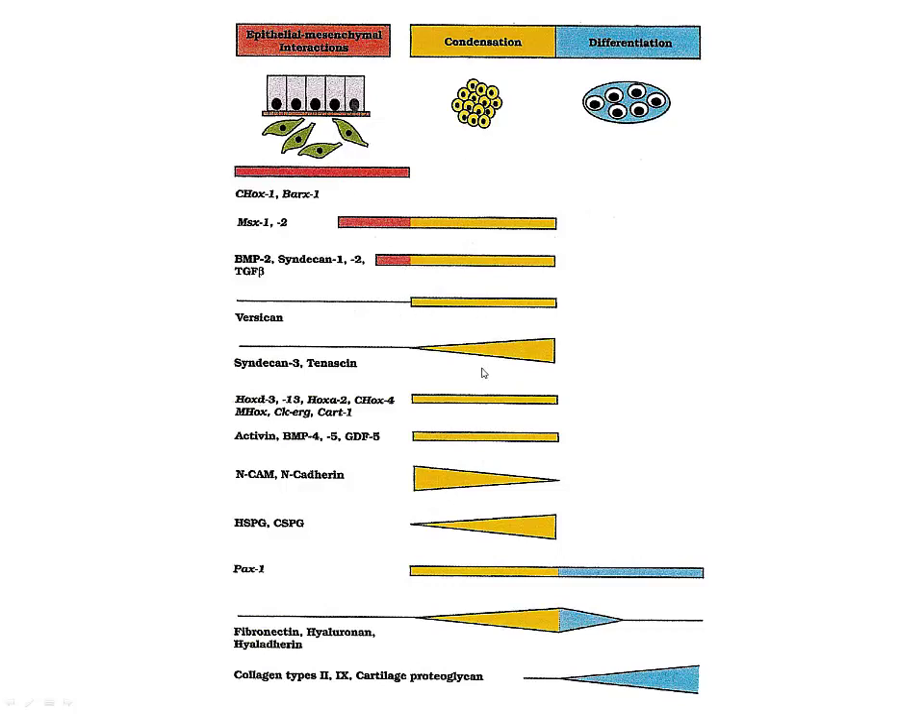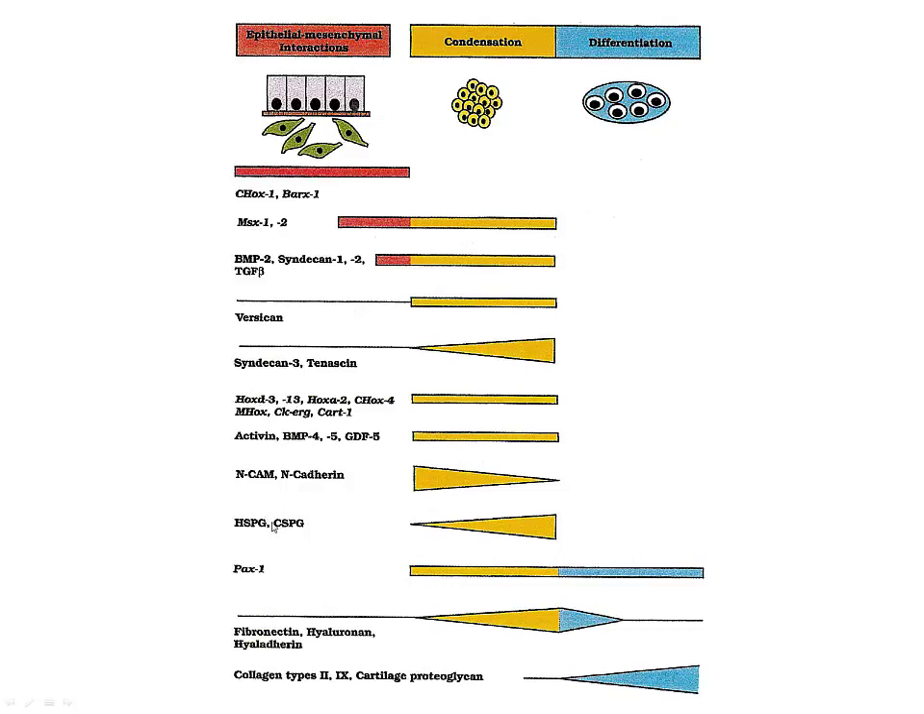Then as we move into condensation, we have syndecan-3, which is a cell surface receptor. We have these Hox genes, which are transcription factors that are going to be occurring, and we can see those happening. We have this extracellular matrix molecule that begins to be expressed, and we can see overlap. We're still going to have BMPs. Syndecan 1 and 2 is another cell surface adhesion molecule. But then we have these specific NCAM, N-cadherin, which we've talked about, the cartilage-specific extracellular matrix proteoglycan, CSPG.